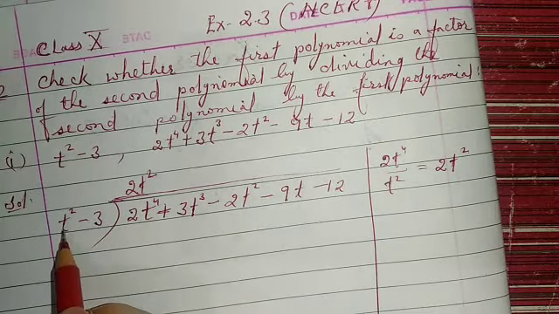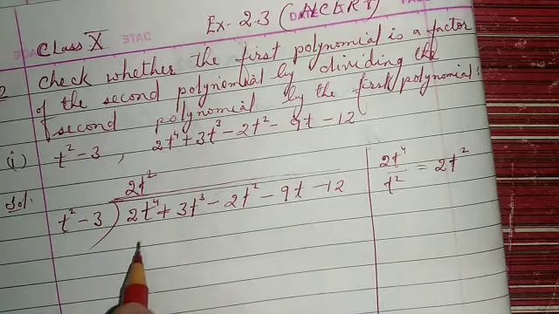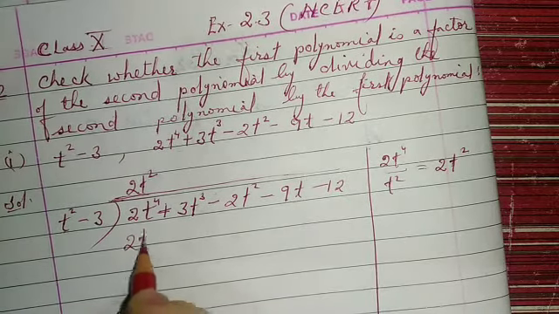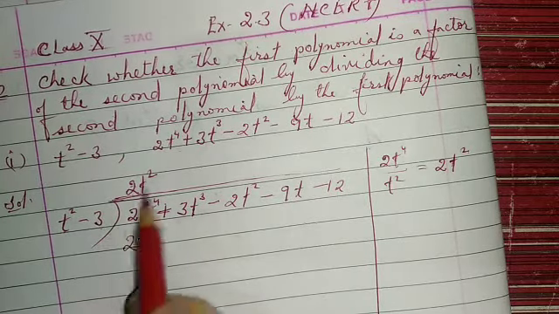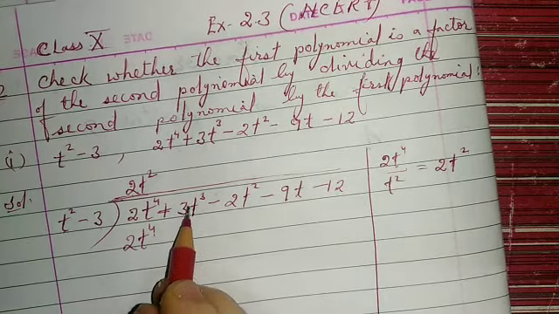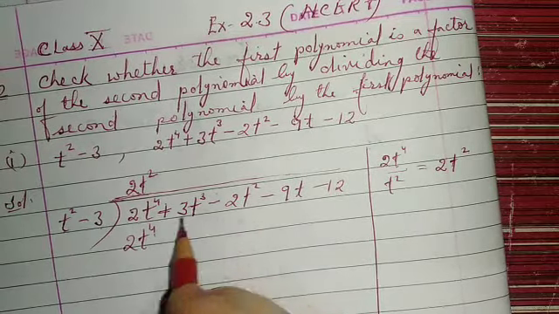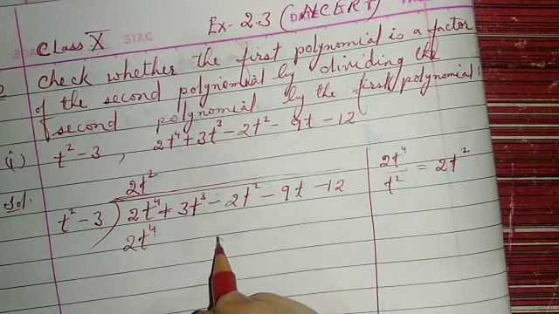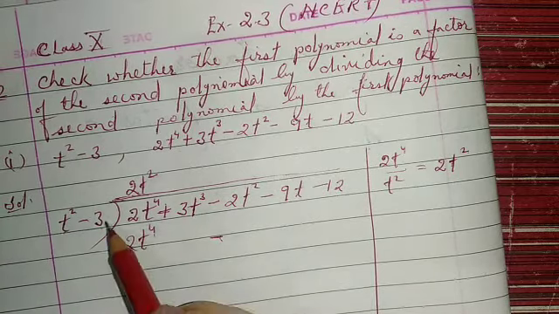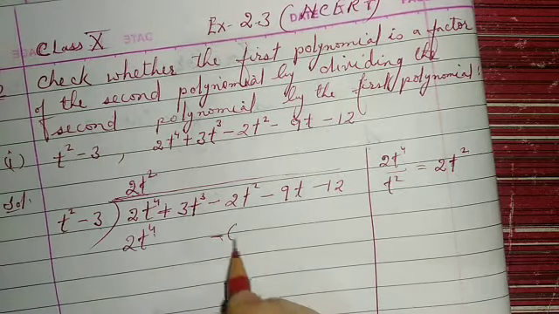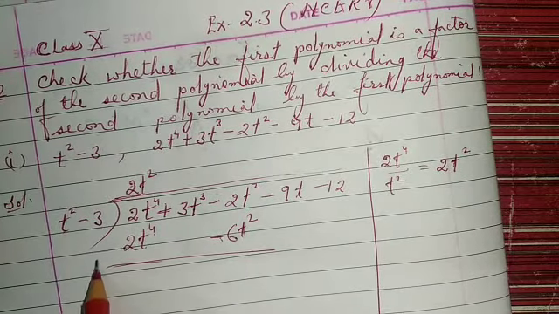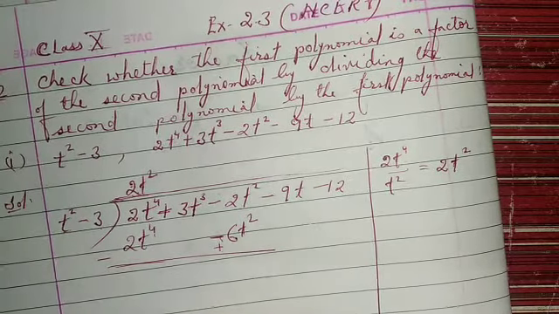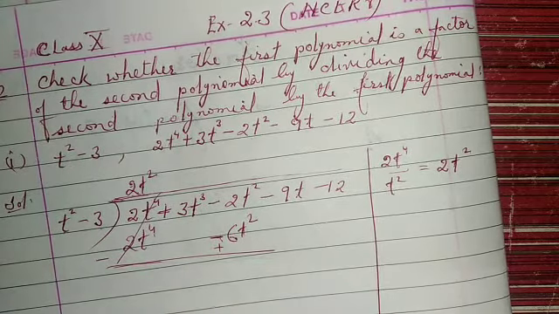So 2t square into t square is equal to 2t to the power 4, and then plus minus minus 2 3s are 6t cube. Write it in front of this one, plus minus minus, and then 3 into 2t square is equal to 6t square. Now let's subtract it. This is minus, this is plus, so this term will be 0.